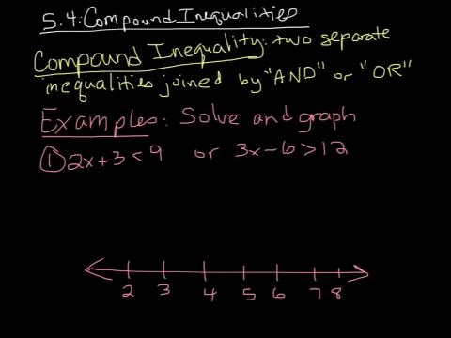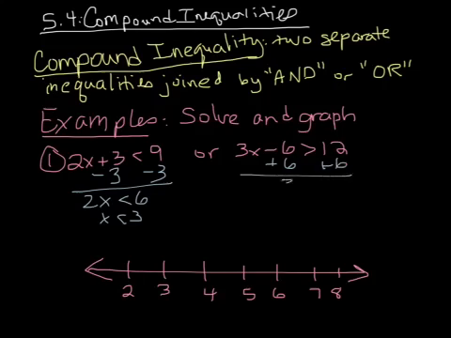Starting with 2x plus 3 is less than 9, I'm going to subtract 3 from both sides. That gives me 2x is less than 6. If I divide both sides by 2, I get x is less than 3. That's the first half. If you want to pause, you can try the second half on your own. You're going to add 6 to both sides. You get 3x is greater than 18. You divide both sides by 3. You end up getting x is greater than 6.